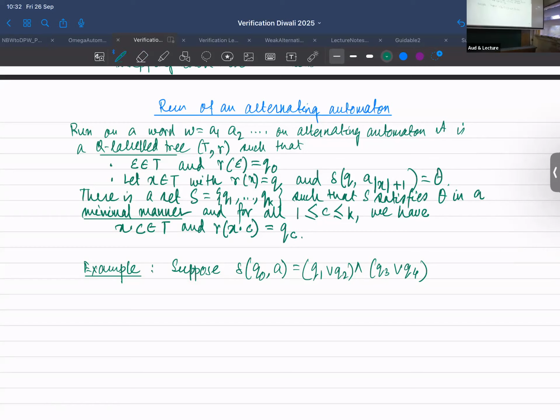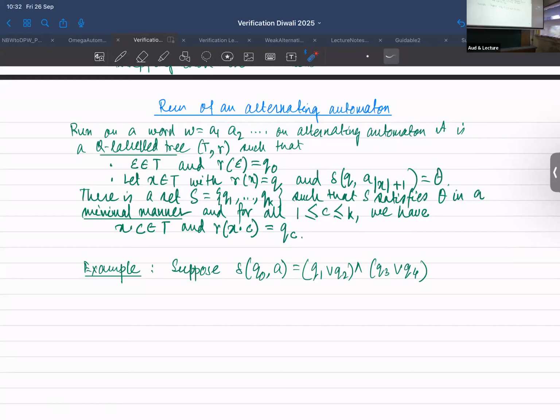So if you have this set which is satisfying in a minimal manner, that means they are in conjunction, right? Then you will also have in the tree those successors. For each C, you will have X dot C in the tree, and their labels will be R of X dot C is that case. Okay, so this is how the run looks like. Is it clear?